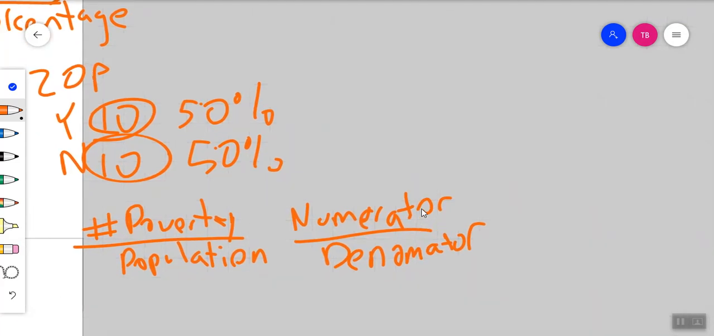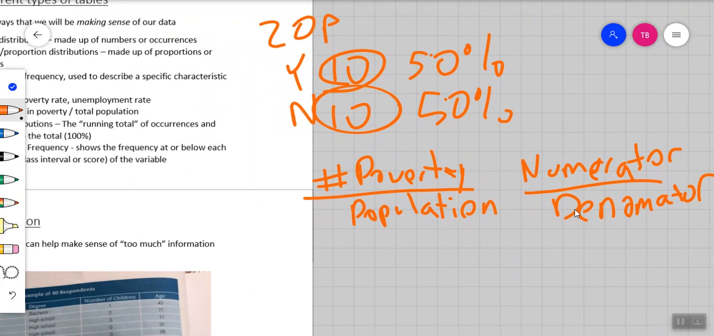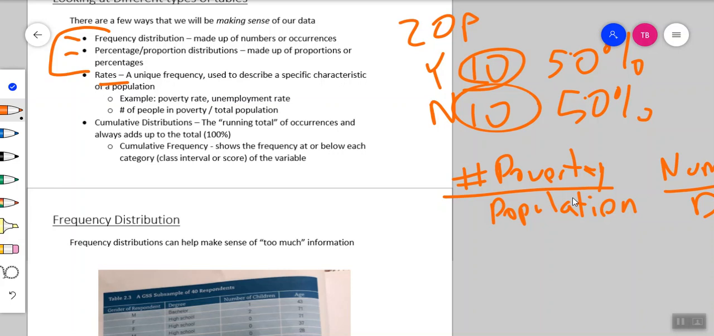So say it was a city of 100 people, that would be the population, and 50 people were in poverty, so then you could say it's a 50% poverty rate, because 50 divided by 100 is 50%, which would be a very high rate. But the idea being, it's a very simple equation. Whatever number you're looking at, the number of people that have that characteristic, whether it's unemployment or poverty, on top of the total population that you're looking at. And we'll go into a deeper example later on.